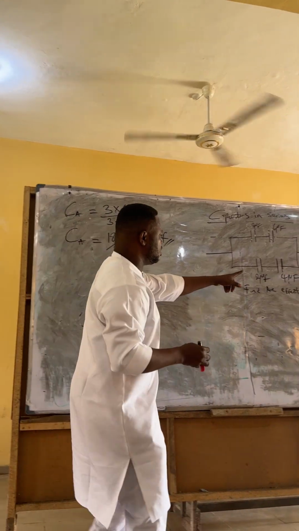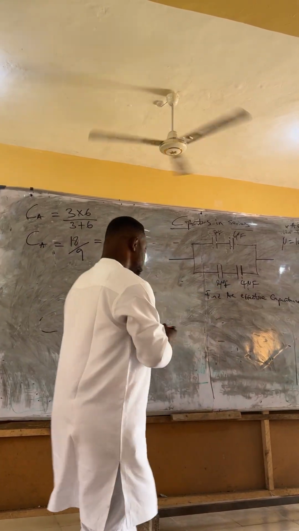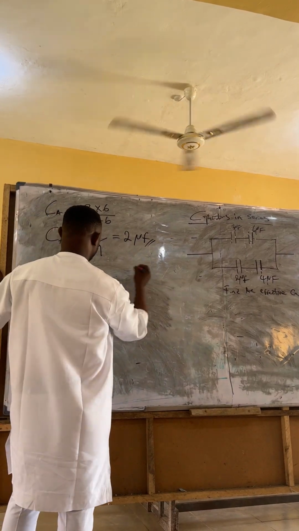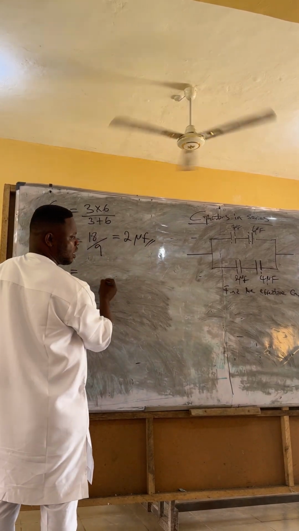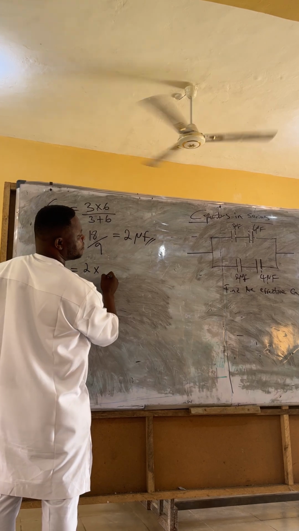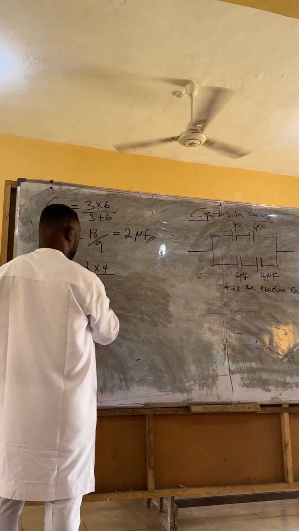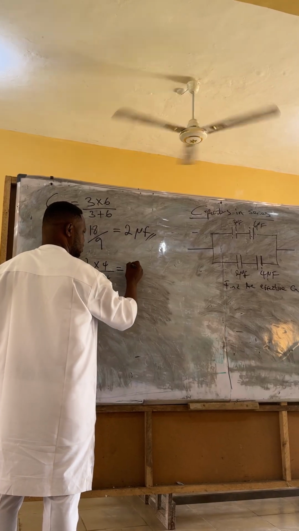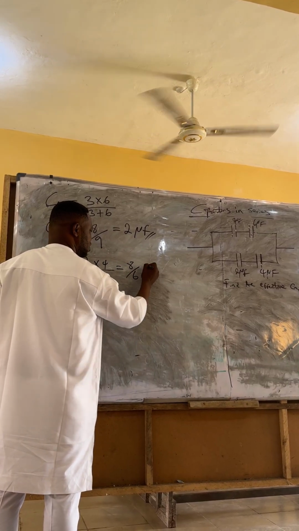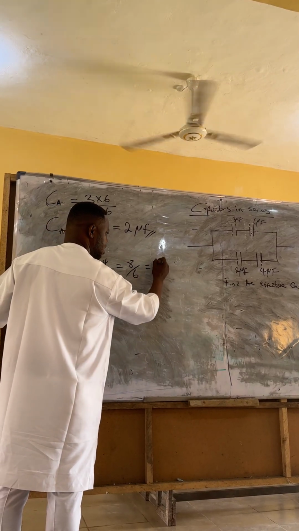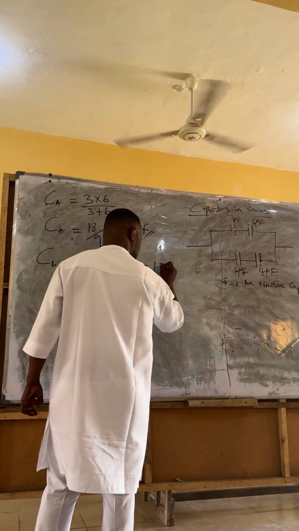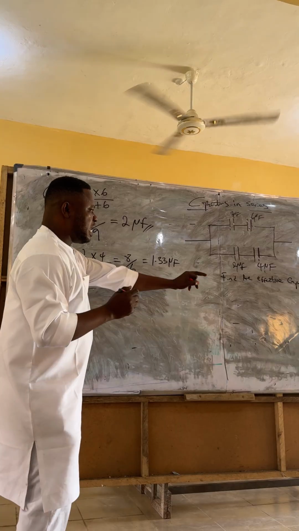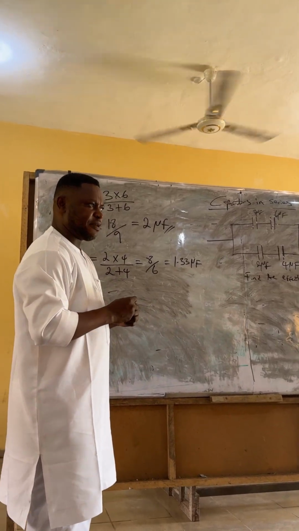We can also come to this one and call it CB. Let's find CB. Our CB will also be product over sum. That will be 2 times 4 all over 2 plus 4. What would that be? 8 over 6. The answer is 1.33 microfarad.